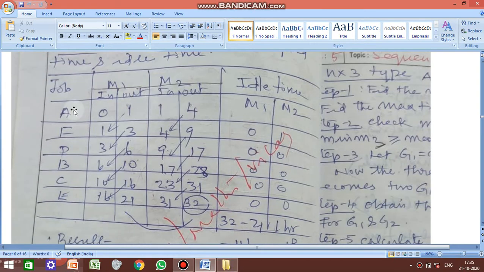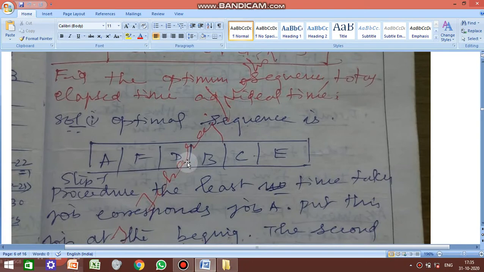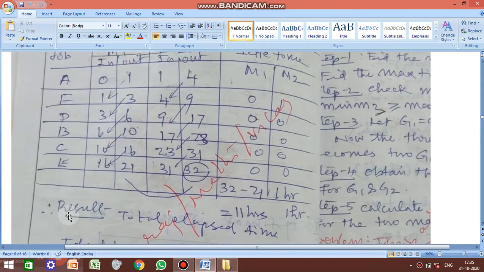Now the job sequence you have to write as it is. M1 and M2 are the two machines. In time and out time we have to calculate. Idle time we have to find out separately for machine 1 and machine 2. Now this is the optimal sequence. Look at that: A F D B C E.